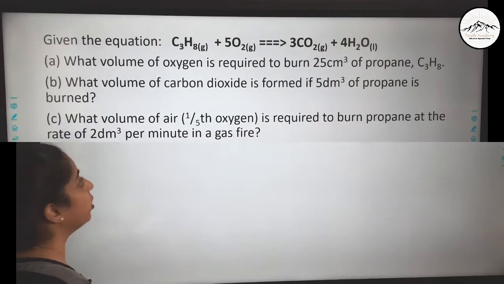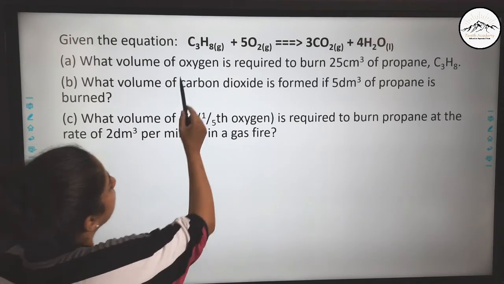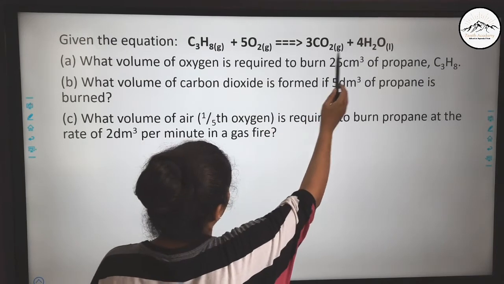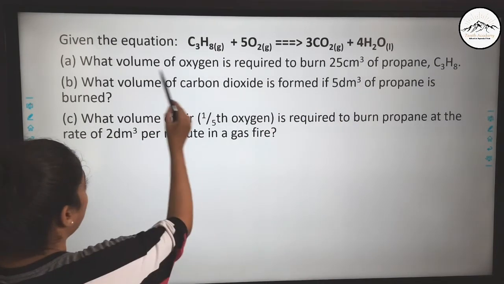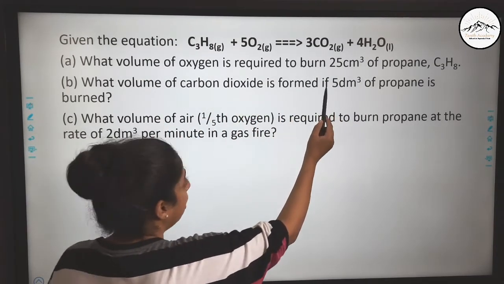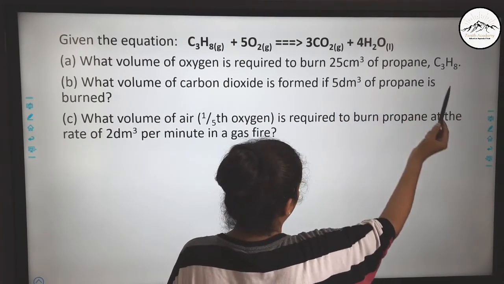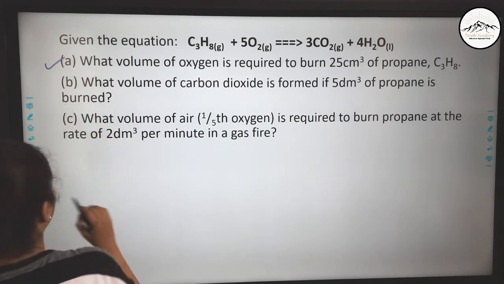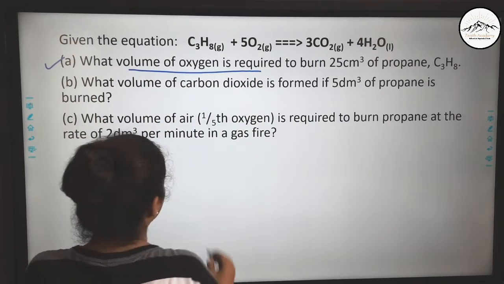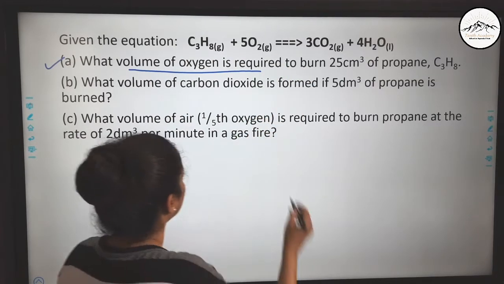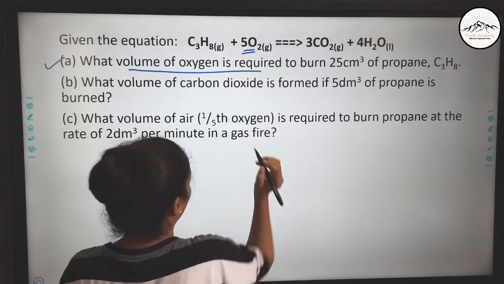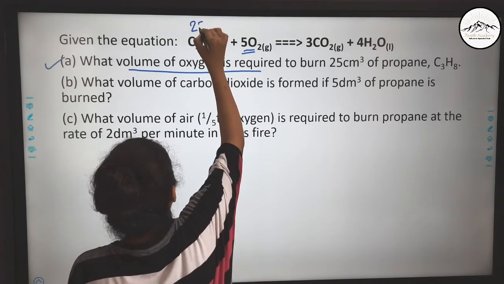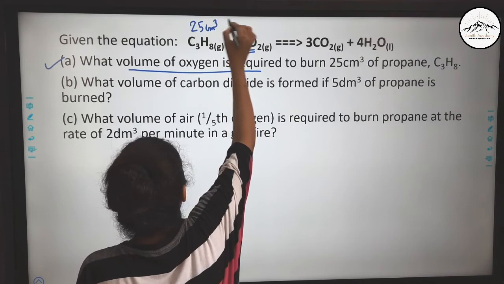Let's see our next question. So they have given the equation where this is propane. When propane is reacting with oxygen, it is forming carbon dioxide and water. What volume of oxygen is required to burn 25 centimeter cube of propane? Okay. So first question we will solve. What volume of oxygen is required? So if we see the reaction, they have asked what volume of oxygen is required to burn 25 centimeter cube of propane. So this is 25 centimeter cube and this is asked.